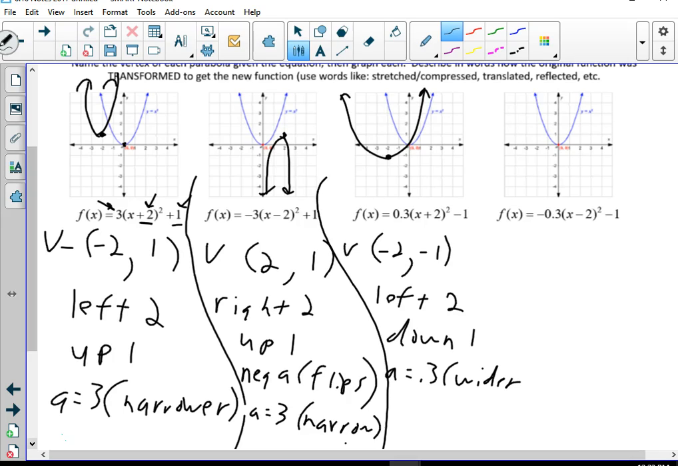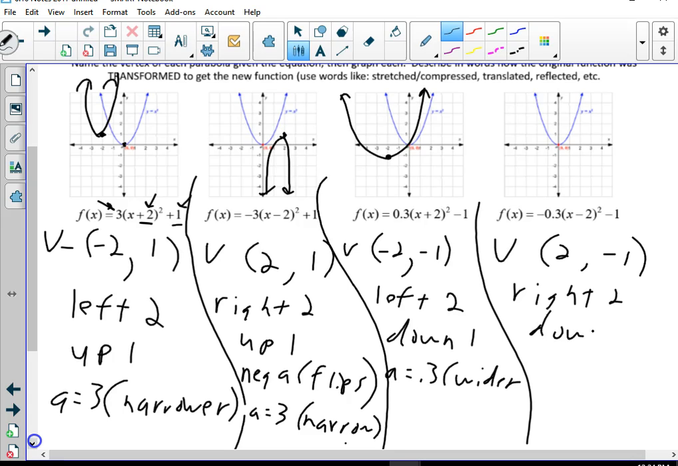Okay, and last but not least, what's the vertex on this one going to be? 2, negative 1, which means right 2, down 1. The negative A is going to flip it. And the A equals 0.3 is going to make it wider. So we're going to go right 2, down 1. We're going to do it upside down and clearly exaggerate how much wider it is.